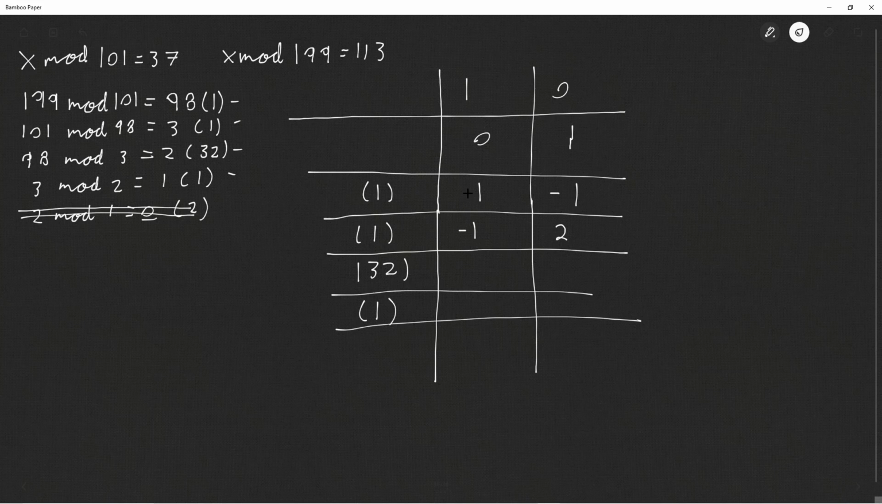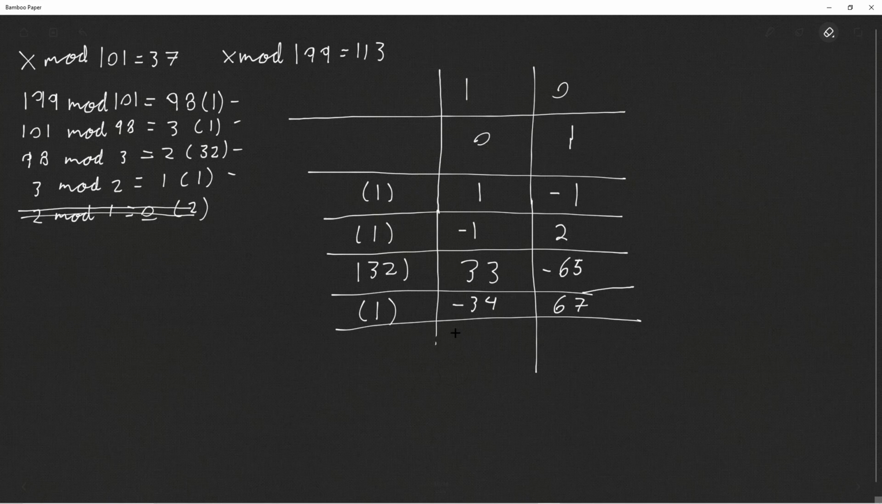And then we get 1 minus 32 times negative 1. So this is 1 plus 32, which is 33. And this will be negative 1 minus 64, which is minus 65. And then here will be negative 1 minus 1 times 33, which is negative 34. And we get 2 minus 1 times negative 65, which is 2 plus 65, which is 67.